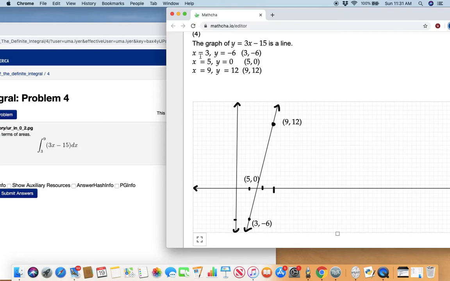You will see in a minute why I need it. But next, when x is 3, that's your lower limit, plug it in. 9 minus 15 is a negative 6. When x is 9, plug it in. 27 minus 15, that's a 12. So this is your picture, right?